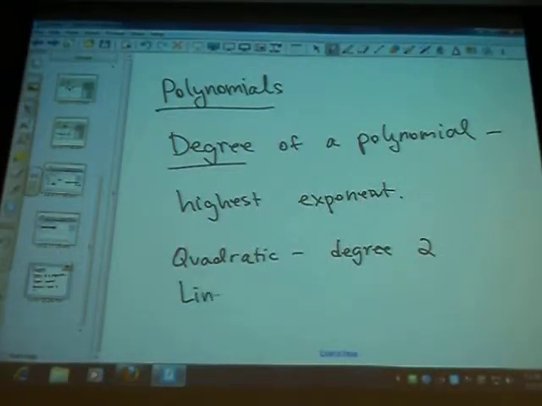What about a linear function? What would your highest exponent be in a linear function? It would be 1. Because linear functions have no exponents. Right. You don't have an exponent. It's just mx plus b, x has a power of 1.